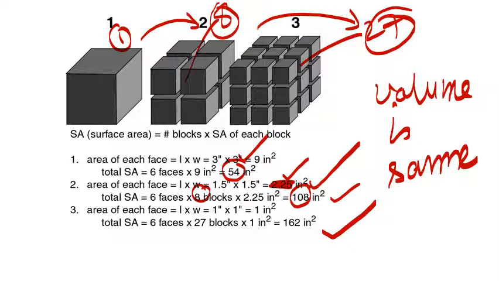So the surface is always increasing, but volume is not increasing. This will result in an increase in surface to volume ratio. The increase in surface to volume ratio is very important for us. We will discuss in the next slides why it is so important.